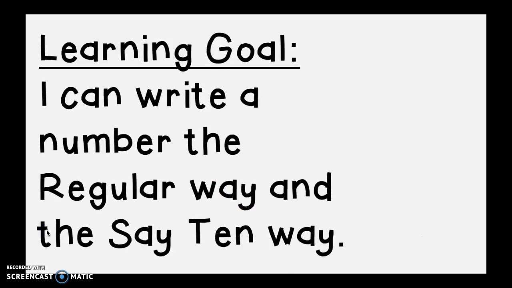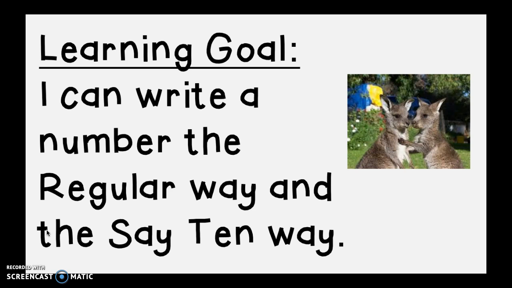Today, our learning goal says that I can write a number the regular way and the say 10 way. When I think about how I can describe a number in 2 different ways, I think about twins. We have some twins in all of our classes this year. Now with twins, even though they are born on the same day and they're related to one another, they're still a little bit different. We can describe them in different ways. I showed a cute little picture of 2 twin kangaroos to remind us that we're going to be looking at the same number, but we'll just describe it in 2 different ways. For today, it's going to be the regular way and then the say 10 way.